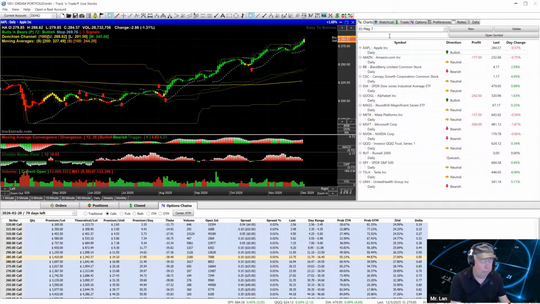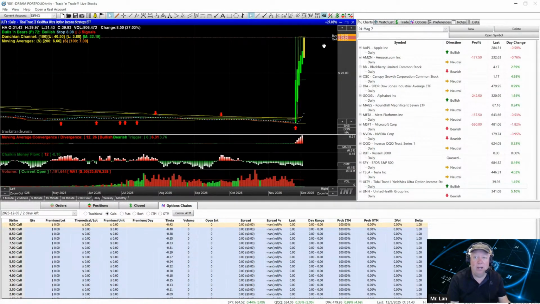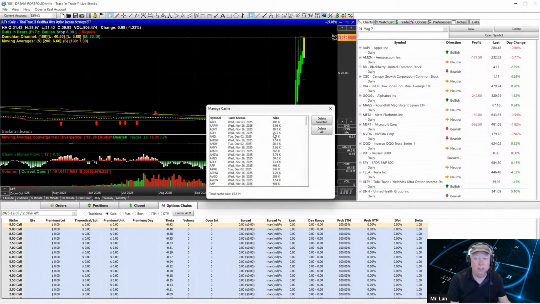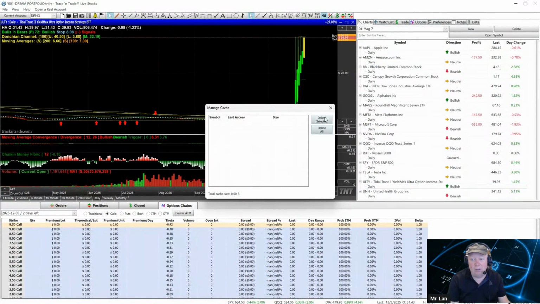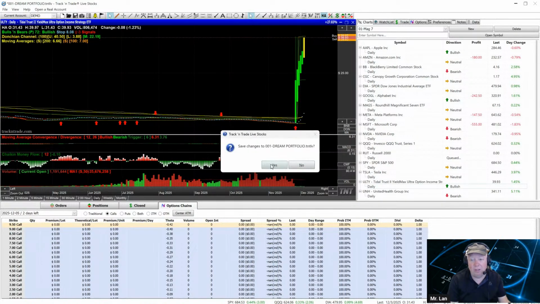One that is ULTI. I don't have any ULTI. I've never bought any ULTI. I'm not a real fan of ULTI. And look at it, it took off. I think that what we need to do is come in here, go to manage local cache, and delete all, because they split and they should have updated their data by now, and that'll go back to normal.